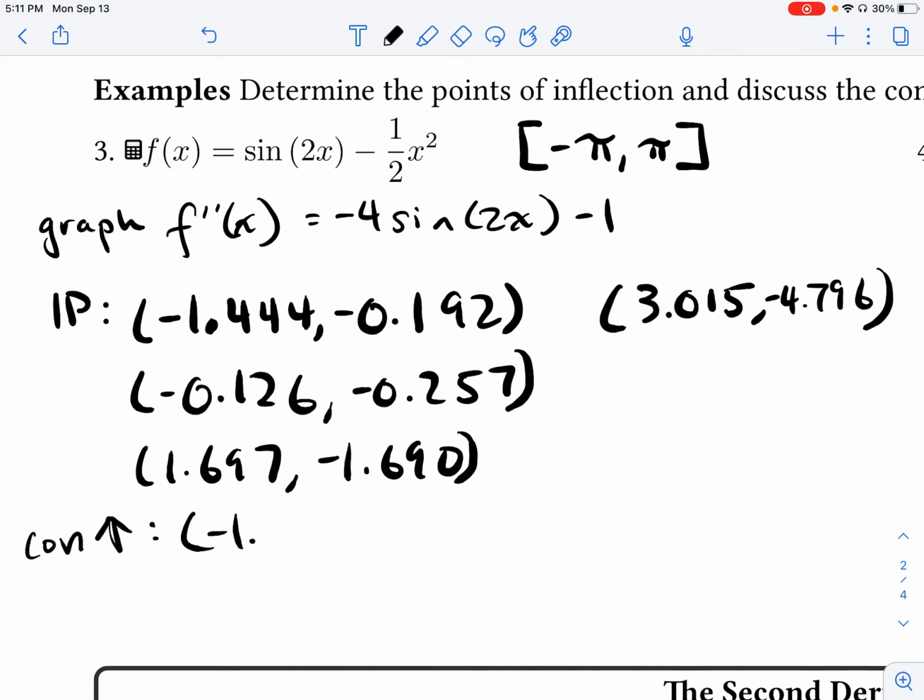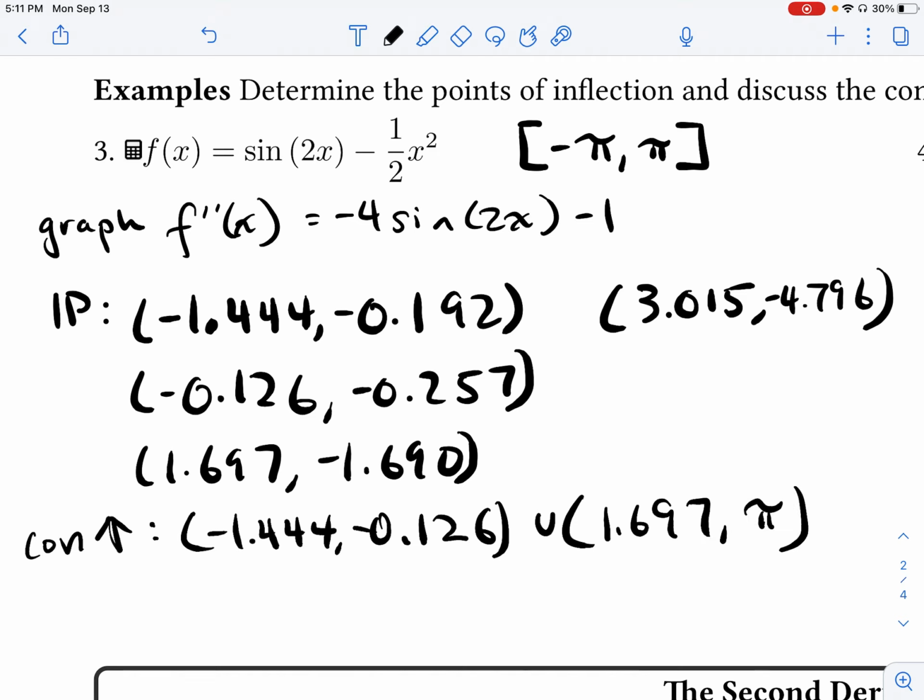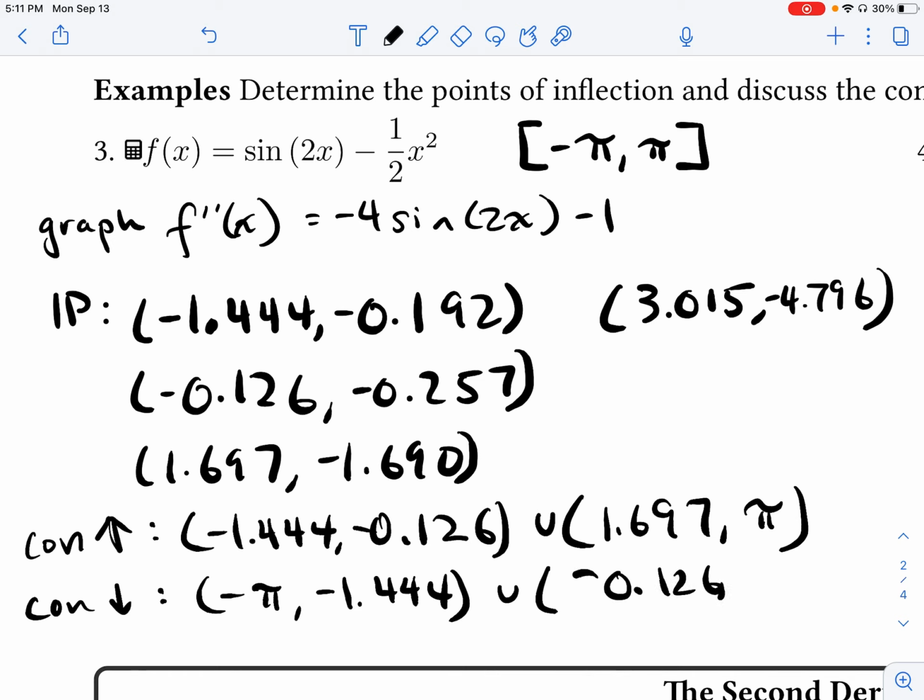It's going to be concave up from negative 1.444 to negative 0.126, and then positive 1.697 to pi. And it's going to be concave down from negative pi to negative 1.444 and negative 0.126 to 1.697. Okay, so that's something more for you to determine the concavity, practicing using your graphing calculator.